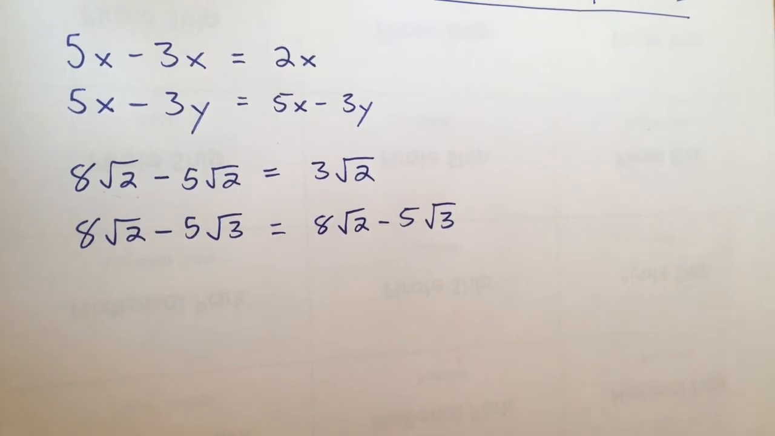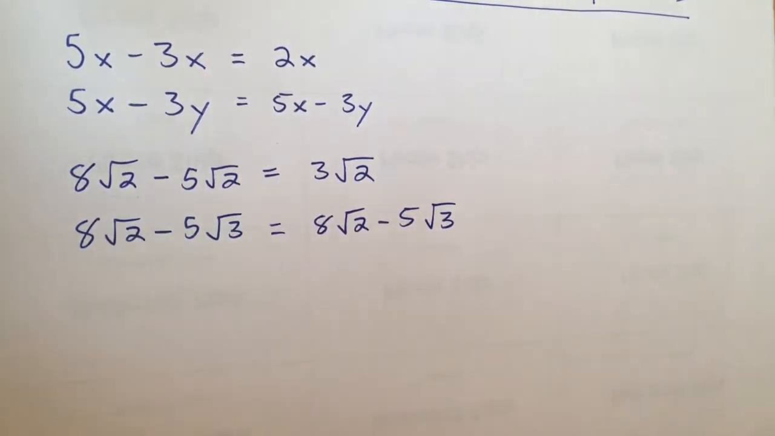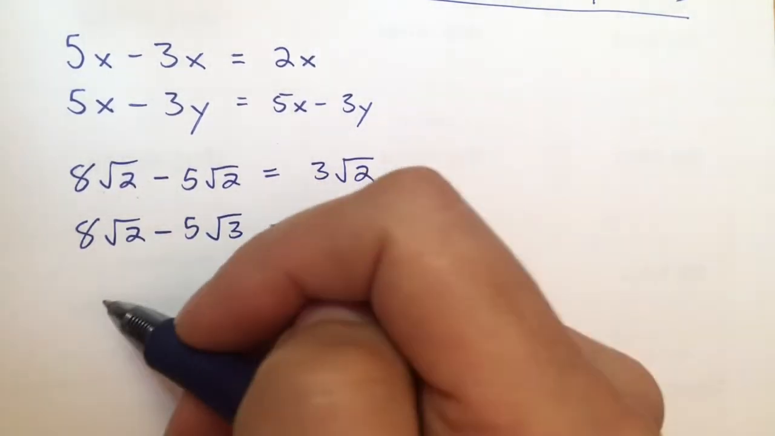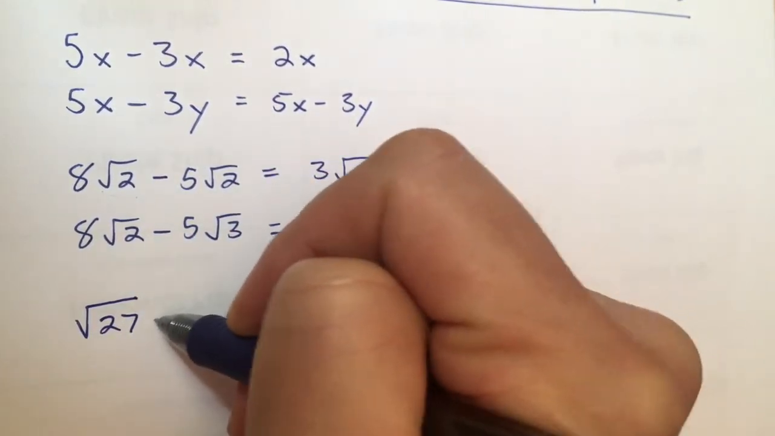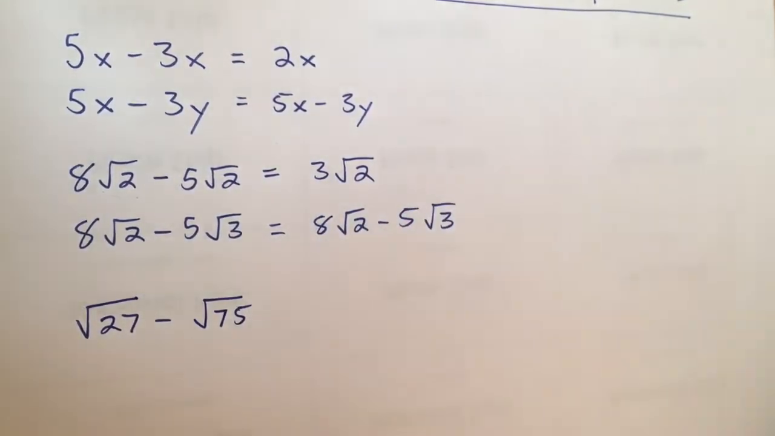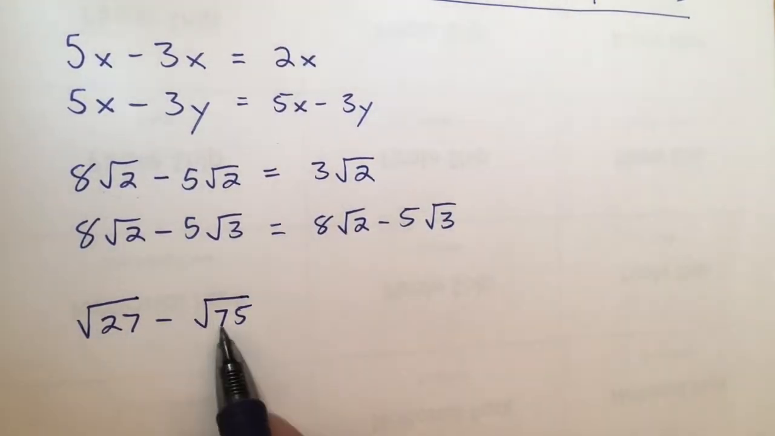However, we do have to be careful here because there are instances where even though the radicals look different at the beginning, turns out we still can combine them. So let me show you an example of this. Suppose we wanted to simplify root 27 minus root 75. You might at first glance say, oh, can't be combined. These are different radicals. Nothing can be done here.